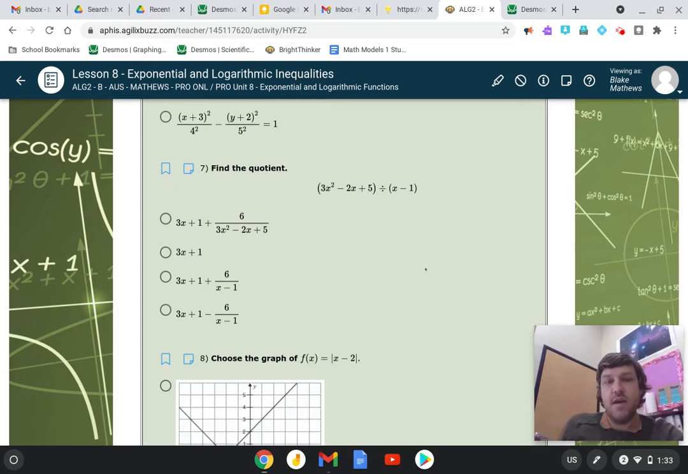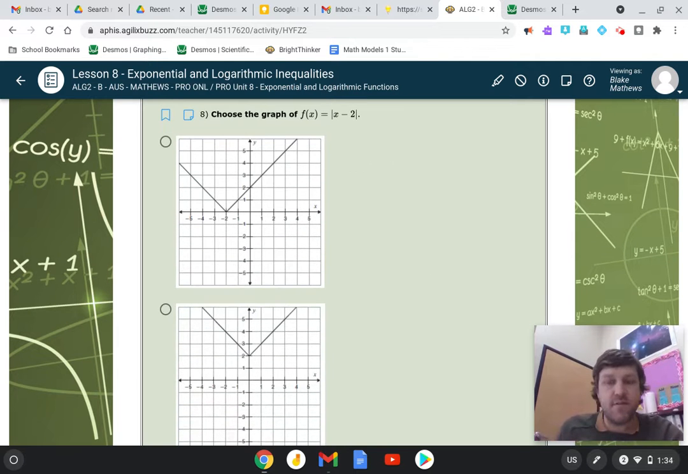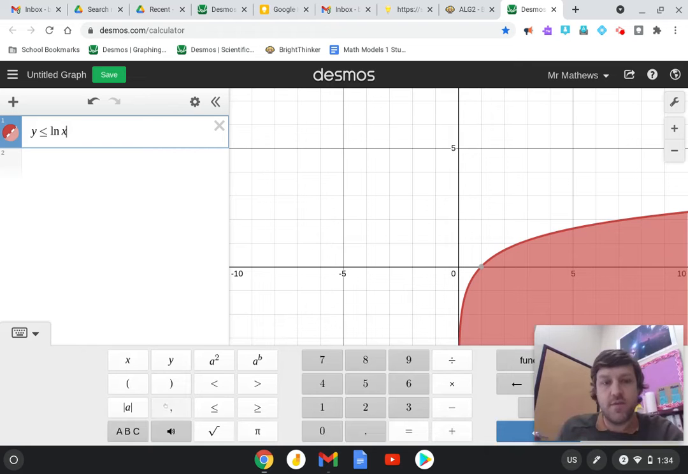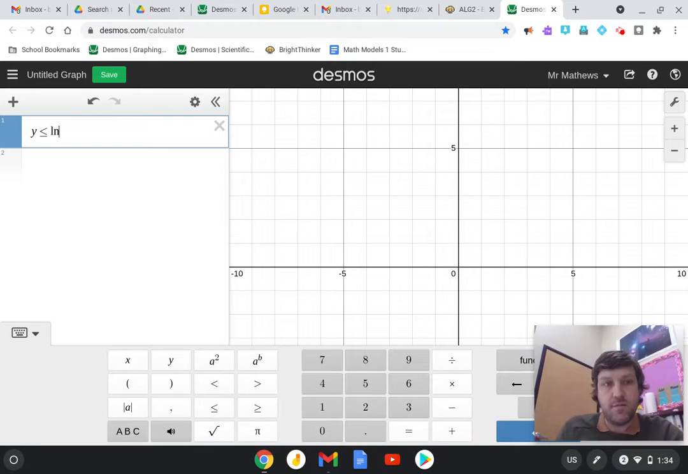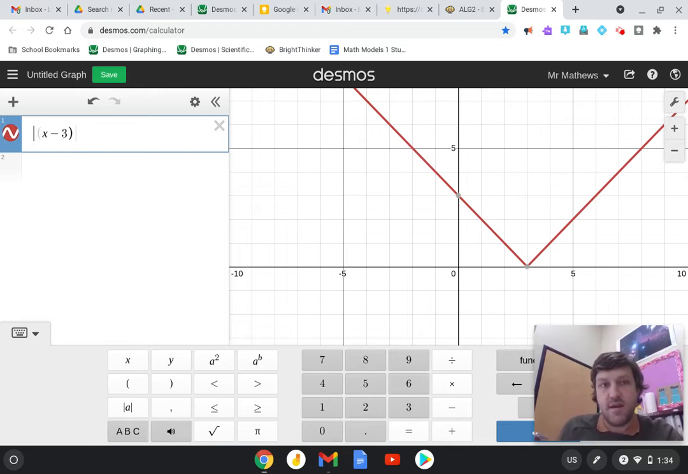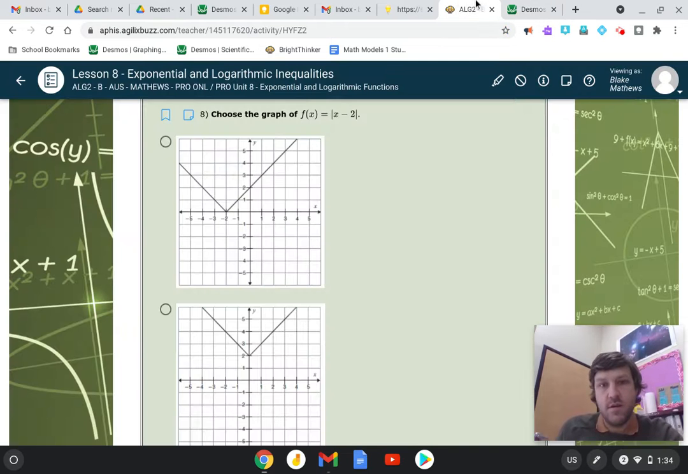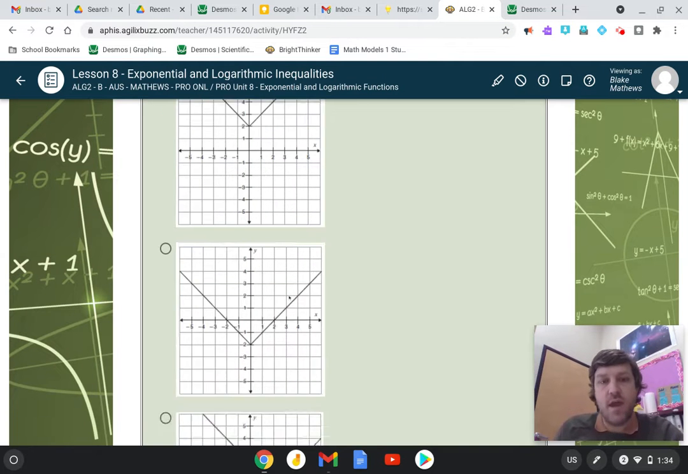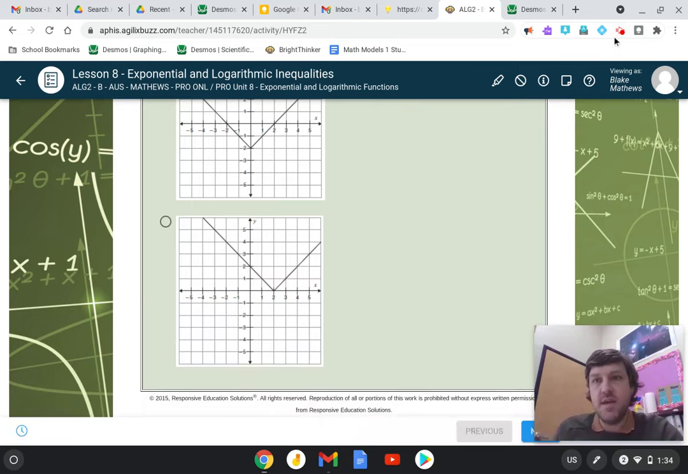And then number 7 you can do using synthetic division. Number 8, you can graph using a graphing calculator. Remember to do absolute value. You'll use this button right here to do absolute value. And then you type in whatever's inside there like that. And that's how you do absolute value for number 8. And that is the end of it.